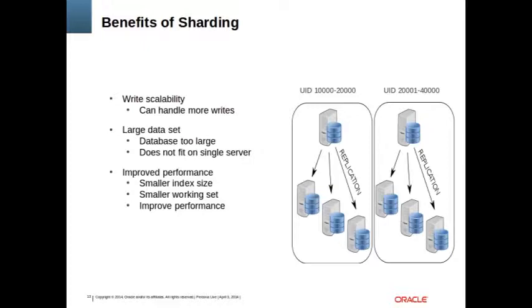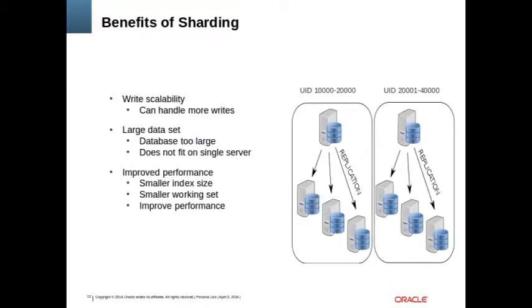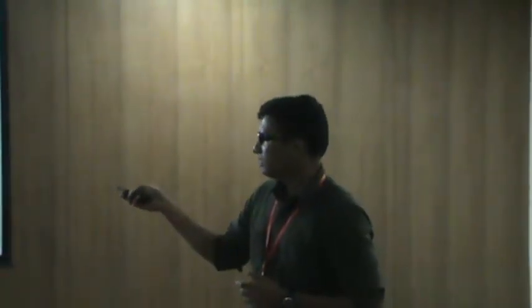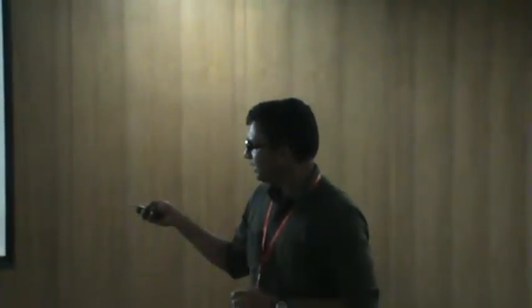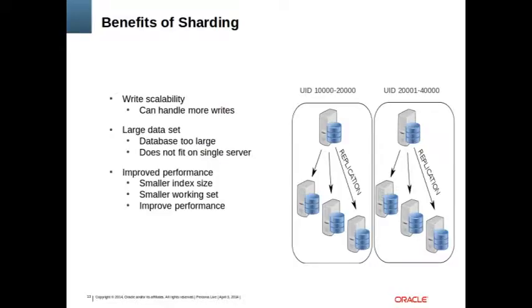So what are the benefits you get when you decide to split the data itself? You get write scalability, because the writes for the subset of UIDs on the first server do not go to the second server, and vice versa. Your large data set is reduced. You initially end up with a data set that is too large and does not fit on a single server. Now that you have sharded, the data set reduces and it starts to fit into a single server because you created a physical separation for the data itself. You get improved performance because you have a smaller amount of data and smaller index sizes. You have a smaller working set, and naturally that improves performance.